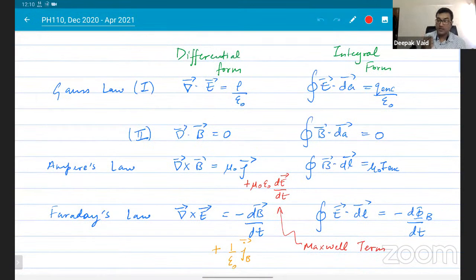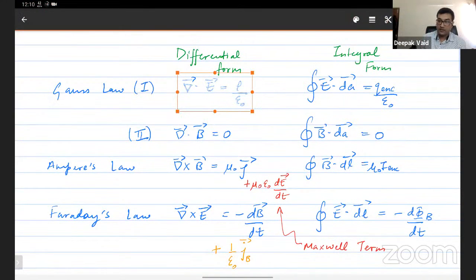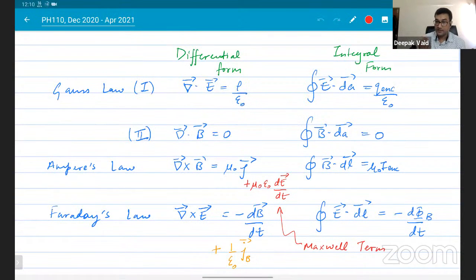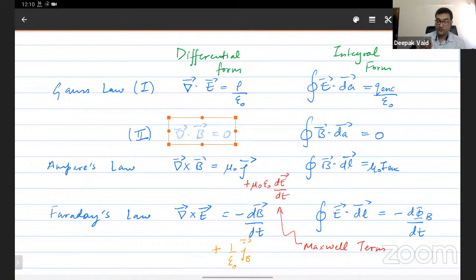So once again, how many Maxwell's equations do we have? Four. Two of them are divergence, two of them are curl. Divergence of electric field is not zero. It's equal to the charge density. Charges create electric fields. Divergence of the magnetic field is zero. There are no isolated magnetic charges.